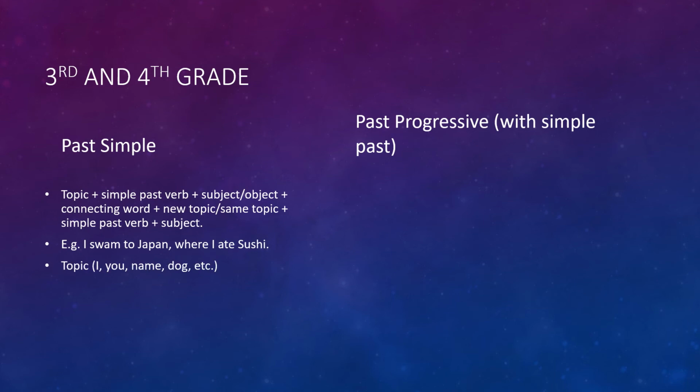So a topic can be I, you, name of a person, dog, whatever. A past simple verb: ran, ate, hugged, talked, etc. A lot of words get ed added to them. Ed, hugged, talked. Ran and ate are kind of exceptions.